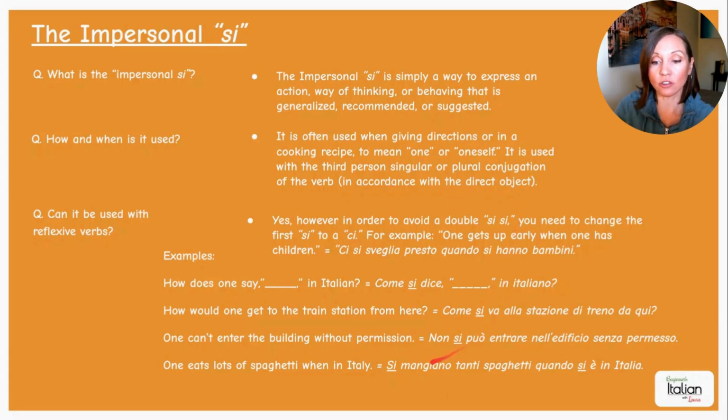So in this case, the direct object is spaghetti, tanti spaghetti, which is plural. So you have to use a plural verb here. So si mangiano tanti spaghetti. But then here we use the singular again, just like all these other examples. We're using the third person singular. So si è when one is in Italia.